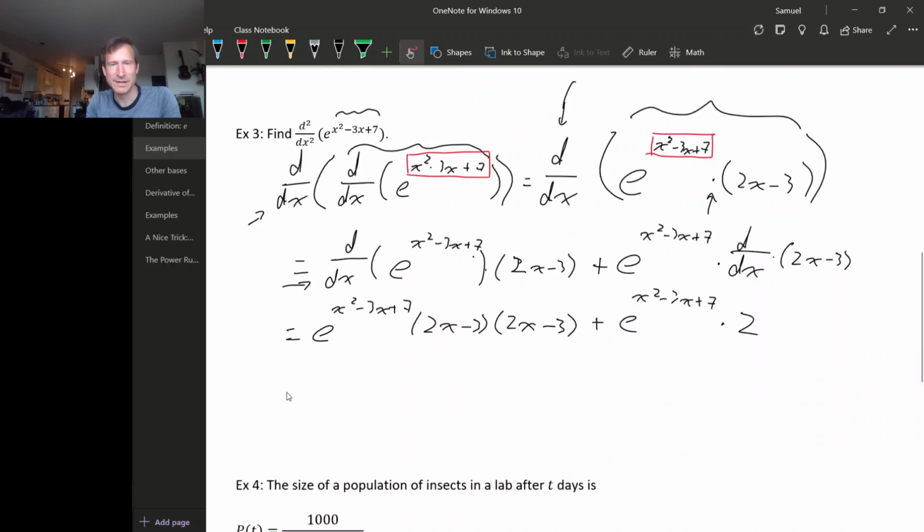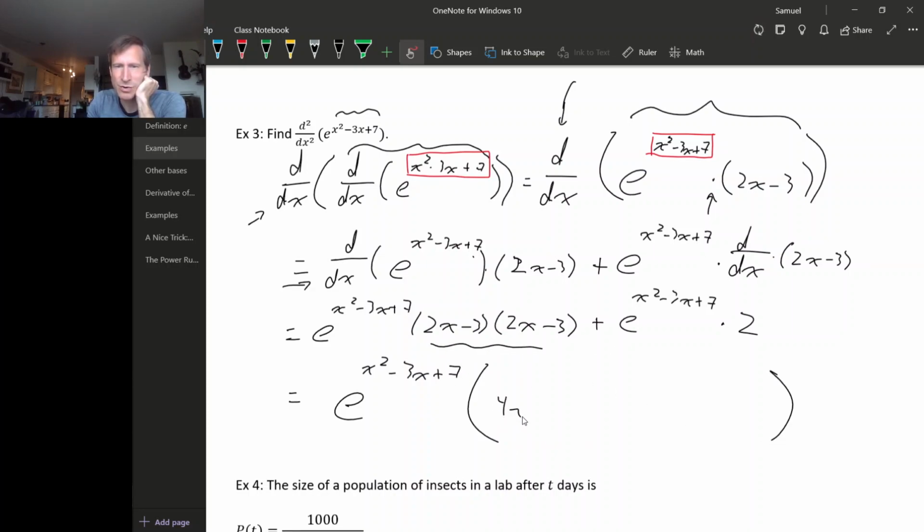Okay. So I guess to put this all together, we could factor out this e to the x squared minus 3x plus 7. And then simplify the stuff that's left. So here we have 4x squared, and then let's see, 6 minus 12x, and then minus 9 plus 2, so minus 7. And there we go. There's our second derivative.